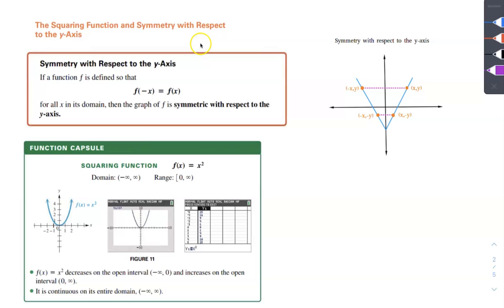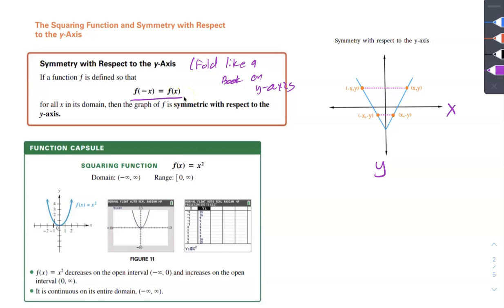The squaring function is symmetric with respect to the y-axis. So when something's symmetric with respect to the y-axis, that means, remember this is x and this is y, you could flip it across the y-axis. You could fold it like a book, is what people tend to think. So I could fold it in half. If I see that here, if I could fold it in half, that's symmetric across the y-axis. The way you could show it mathematically is by plugging in negative x and seeing if you get f of x back. We'll do that in a second.